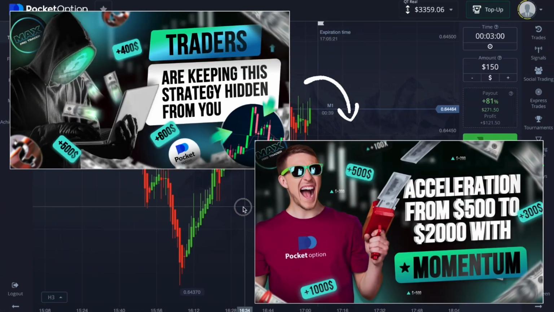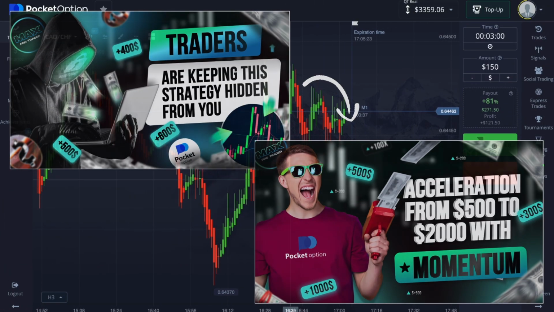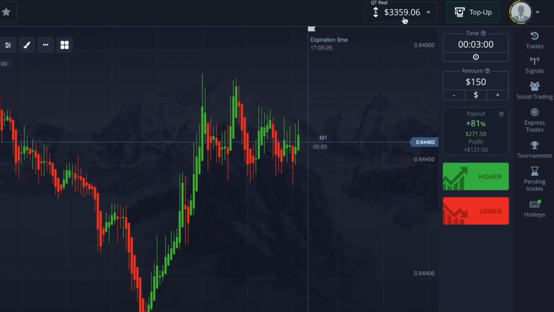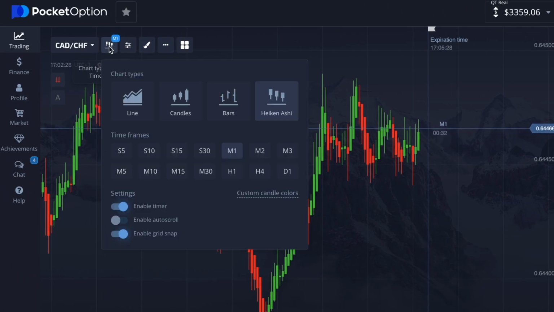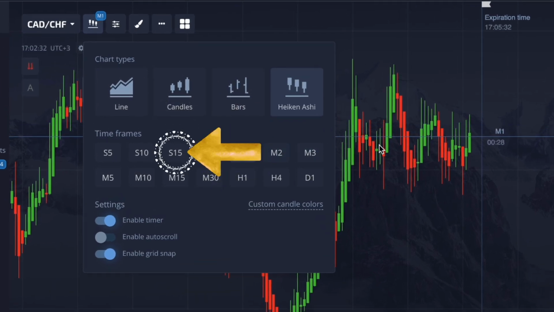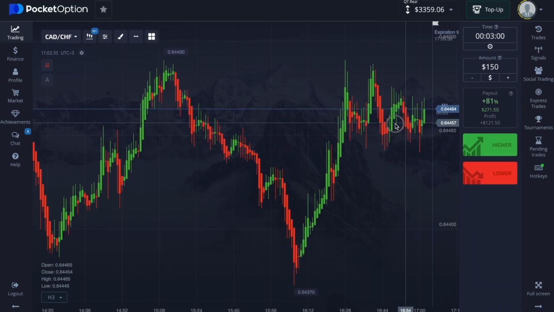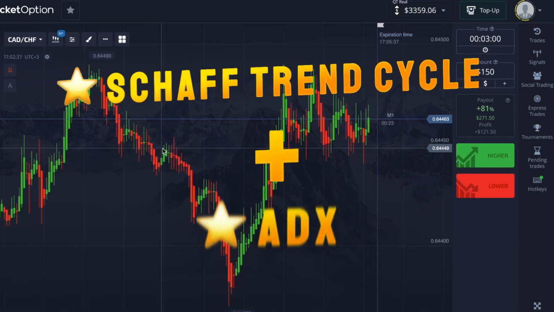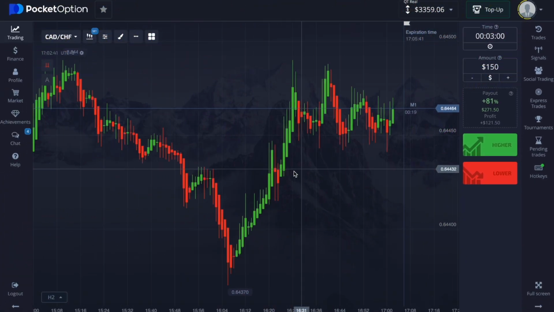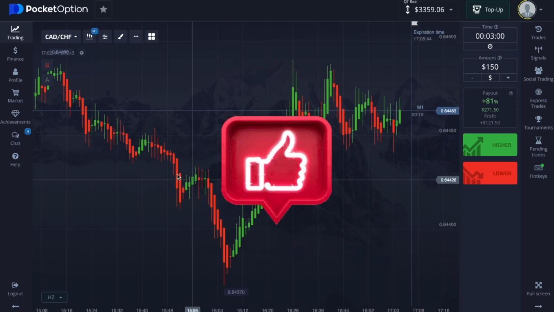Using strategies from previous videos, I boosted my deposit and now my balance is $3,359. Today I'll once again be using the Heiken Ashi chart type and a 15-second time frame for executing trades. I'll try to increase my deposit using two indicators that, when combined, signal a change in trend and entry points for trades. Just follow along with me.